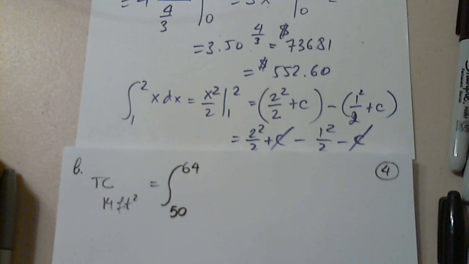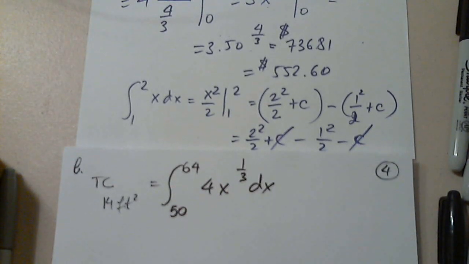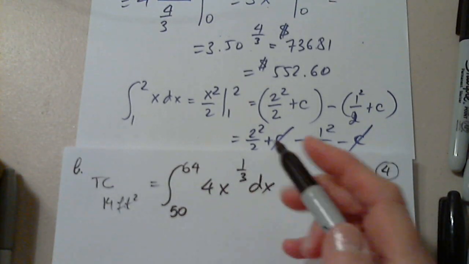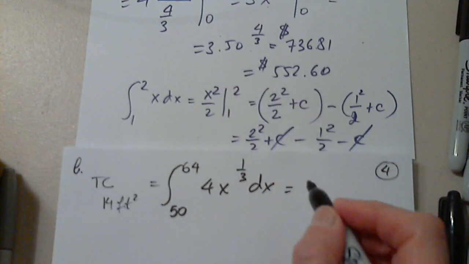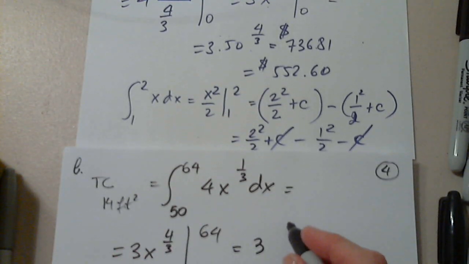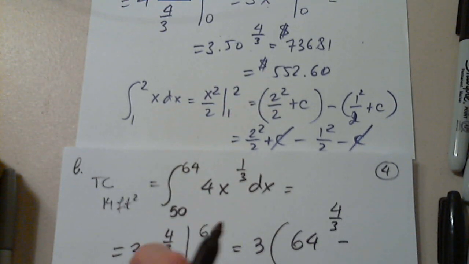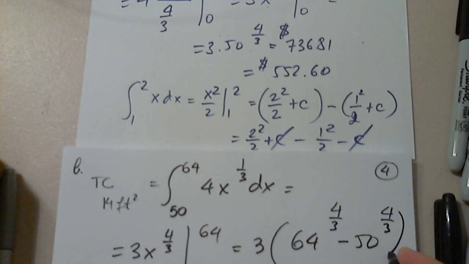So we installed the first 50, and now we want to install from 50, 14 more to 64, of the same thing, 4x to 1/3 dx. So this is exactly the same, so it's still the same answer as 3x to 4/3. There is no change there, but this time from 50 to 64. 3 stays outside. We plug in 64 to 4/3 minus, we plug in 50 to 4/3. And that's how we get this answer.